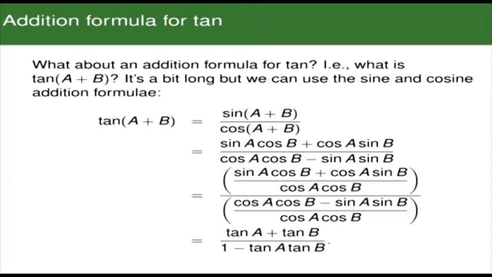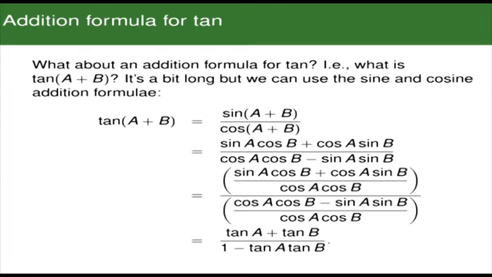So we go to the next line, you can see I've got a tan A there. And then if we look at the next term, it's cos A sin B over cos A cos B. So the cos A's will cancel, and we end up with sin B over cos B. And that's just tan B. So you can see in that last equation that we've got tan A plus tan B on top.